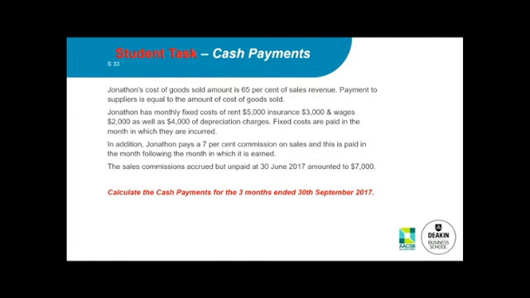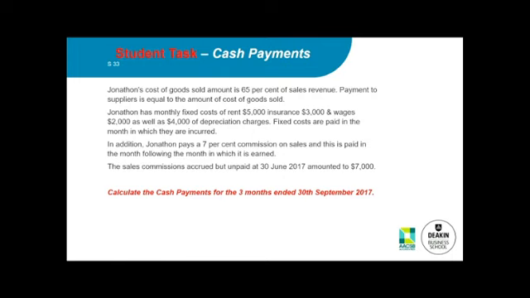In addition, Jonathan pays a 7% commission on sales, and this is paid in the month following the month in which it is earned. So does everybody know what the sales commission is? A sales commission is when a salesperson gets an additional bonus when they meet a certain threshold. Well, in this case, it's for every dollar that they sell, they get an additional 7 cents, right? So from the company's point of view, it's a payment. It's an addition to the wages that we pay to our staff. And here it's interesting because it is delayed by 1 month. So the 7% commission on sale is paid the month following the month in which it is earned. So if employees earn $10,000 worth of commission in July, we pay that in cash in August. Okay?